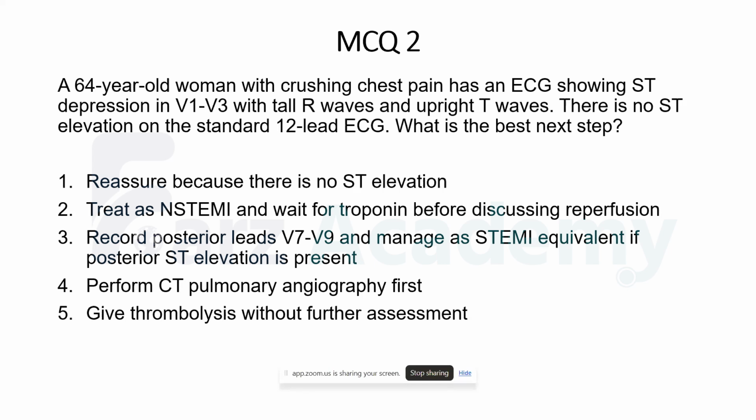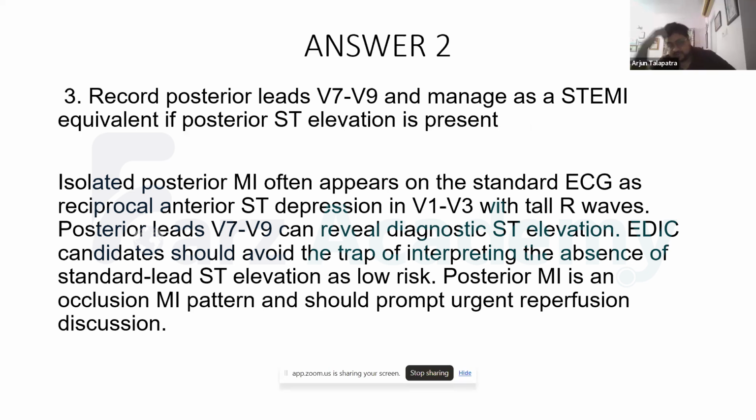Posterior wall MI, option 3. Yes, absolutely. Very good. So, like you said, ST depression here would definitely point towards a posterior wall MI. You confirm that by checking your posterior leads V7 to V9, and you manage it as a STEMI equivalent if you have posterior ST elevation present, right?